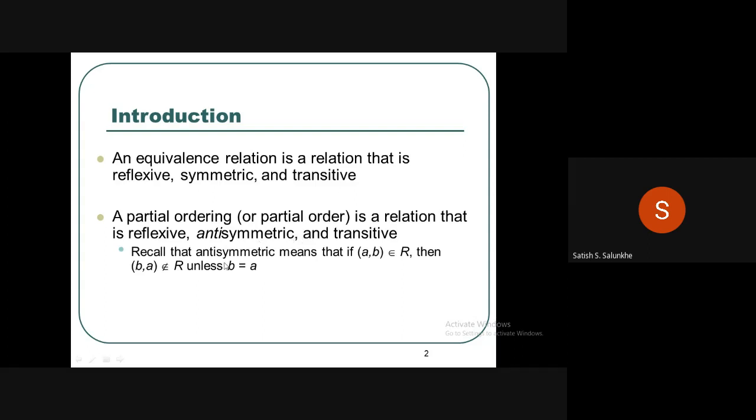So we already saw that antisymmetric means if (A, B) belongs to R, then (B, A) does not belong to R unless B is equal to A. So thus (A, A) is allowed in R. That's why it is reflexive. But since it's reflexive, all possible (A, A) must be in R.